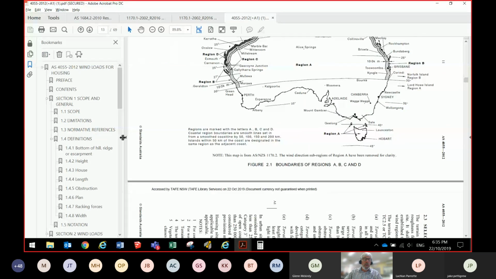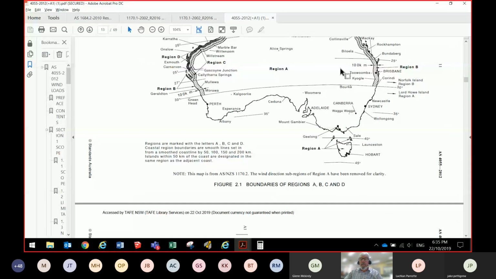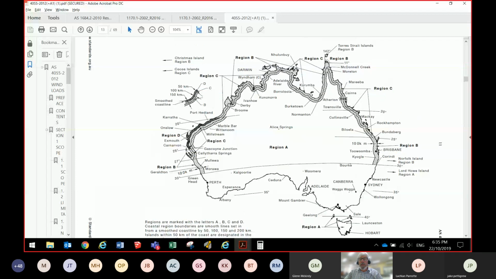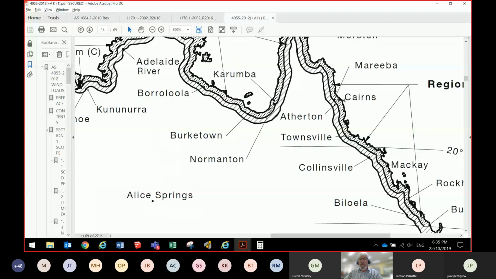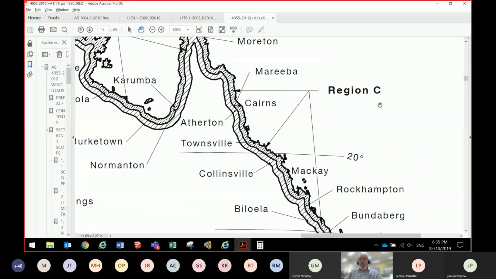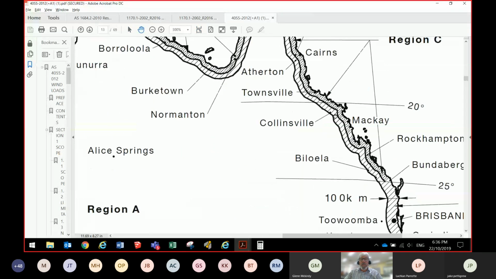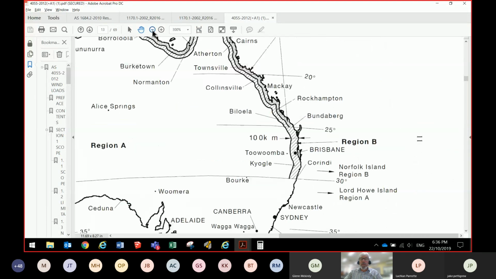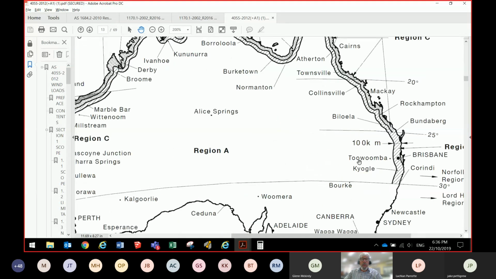So you can see here on the map of Australia, Cairns is listed up here. That's Cairns and it's drawn in the dotted area. And that dotted area is called Region C. So imagine there's going to be something that tells us about region C. The striped area is region B. The rest of Australia is region A.